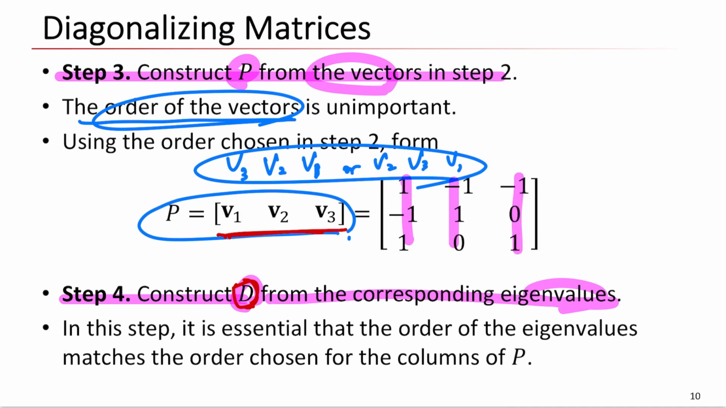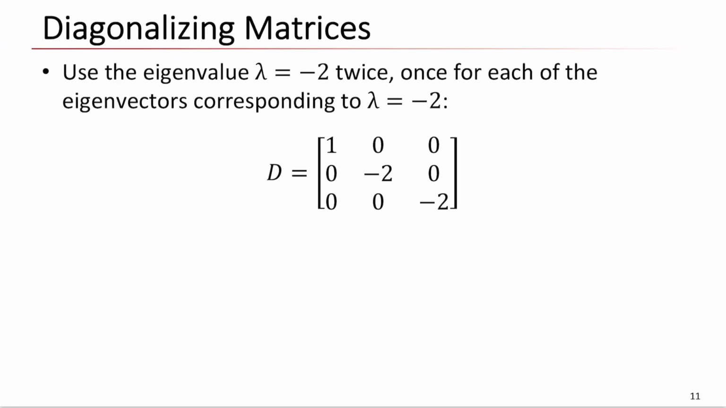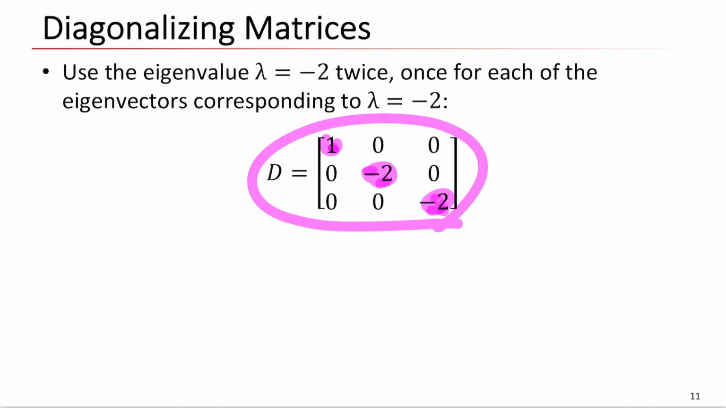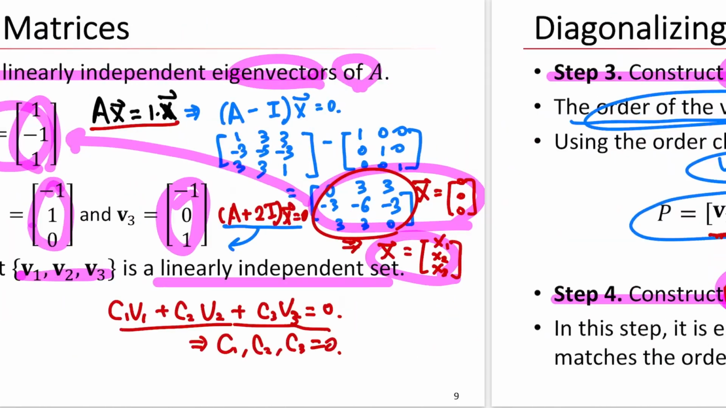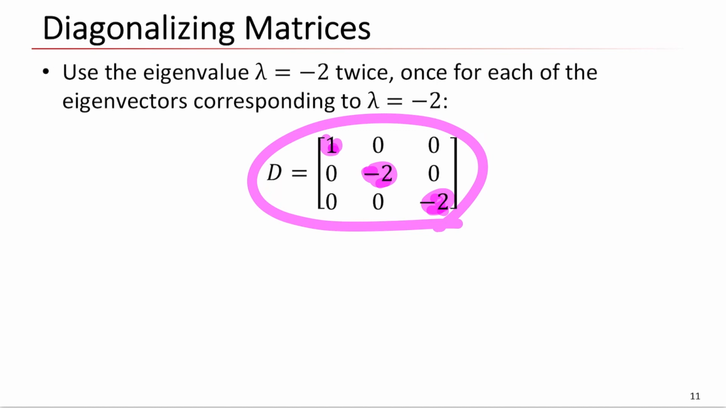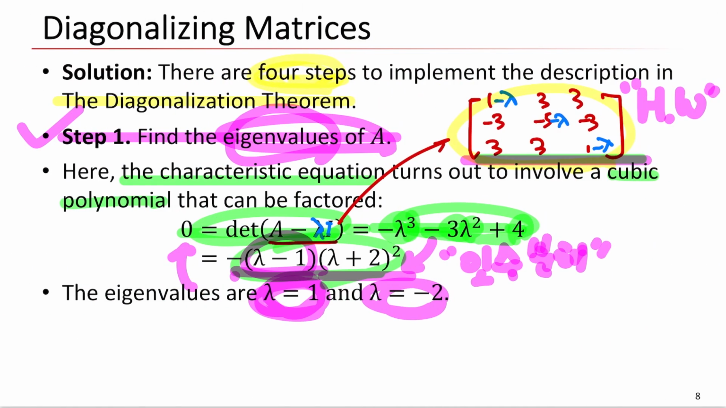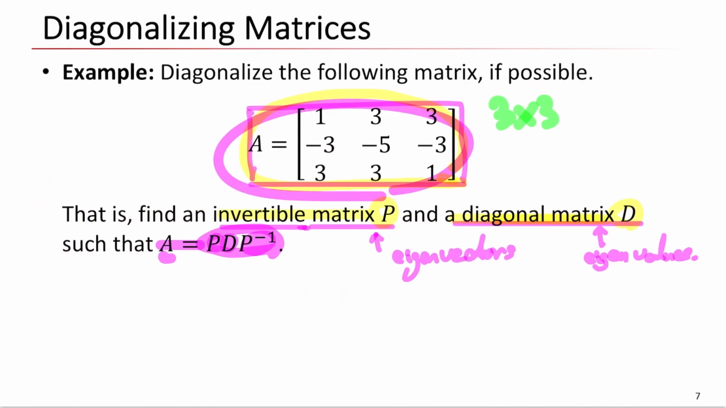And then we can easily construct the matrix D from the corresponding eigenvalues. Because we have the eigenvalue 1 and the eigenvalue -2 here, the final eigenvalue matrix D is something like this. Okay. So in here we can represent the matrix A: 1, 3, 3, -3, -5, -3.